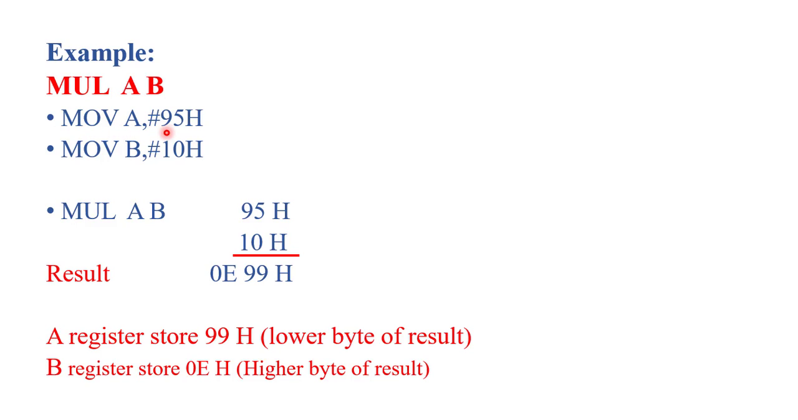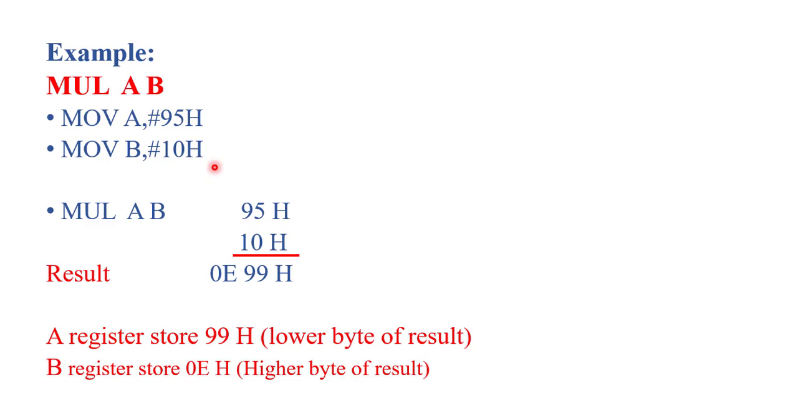MOV A, #95H. This instruction tells that this immediate data is copied into the accumulator register. So after the execution of this instruction, accumulator register is loaded with 95H data. Next, MOV B, #10H. This instruction tells that this data is loaded or copied into the B register.